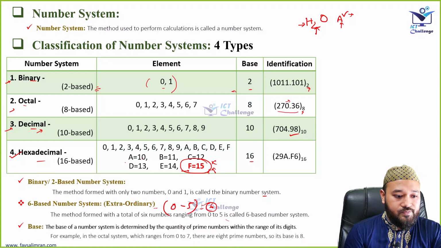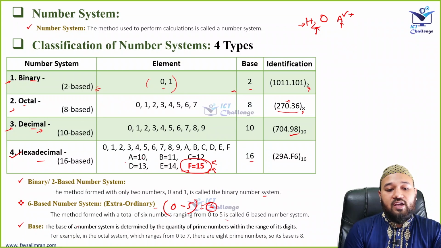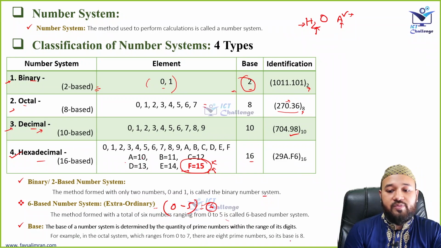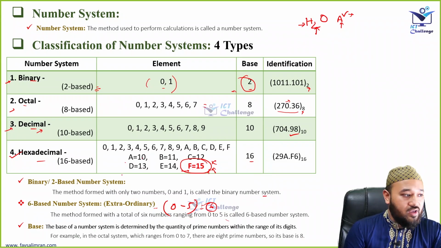Then we go to the next part, which is the base. What is the base? What do you understand? The base is the total number of elements, or the quantity of elements, of a number system. The base of a number system is determined by the quantity of prime numbers within its range. That means the range of binary is 0 to 1, so the base is 2. The range 0 to 7 has a total of 8 prime numbers, so the base is 8. For example, in the octal system, which ranges from 0 to 7, there are 8 prime numbers, so its base is 8. Do you have any questions?